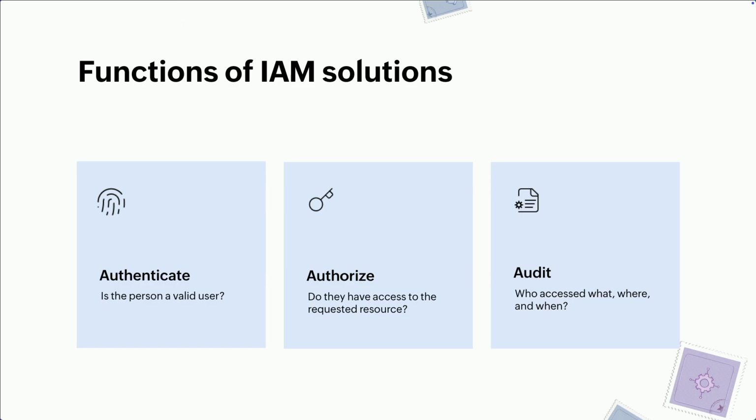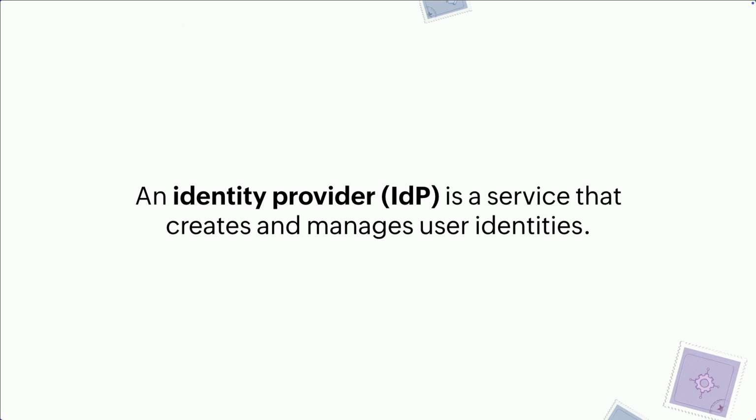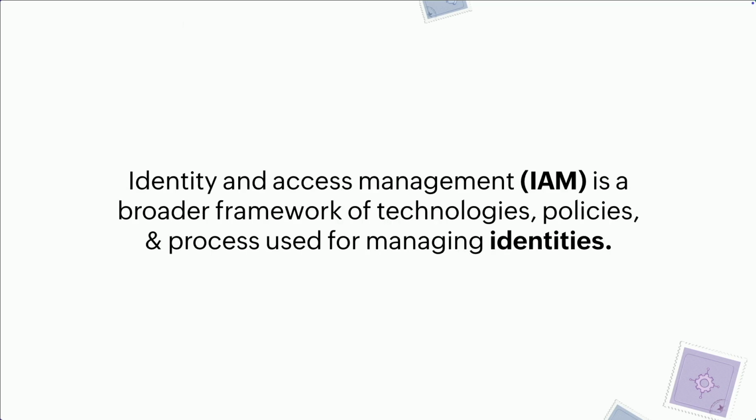Do you have the right to access a certain resource? This is authorization. And auditing is to keep track of who accessed what and when. Now, to sum up what we discussed, an identity provider is nothing but a service that creates and manages your user identities, whereas IAM is a broader term which refers to a set of policies and controls and technologies that help you manage the identities. So for the sake of simplicity, you can assume it's the same. It's pretty much the same.